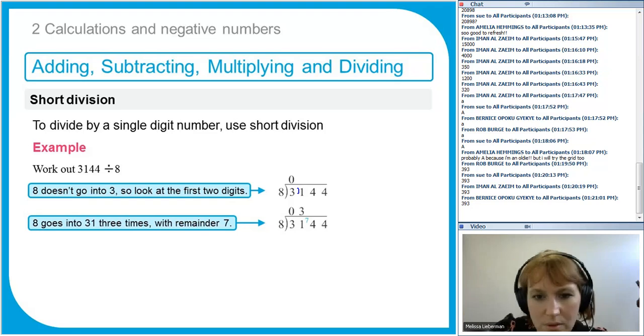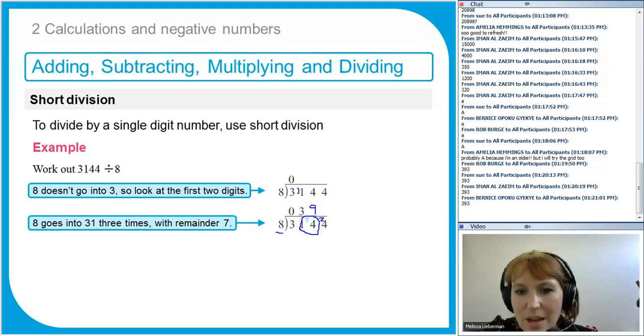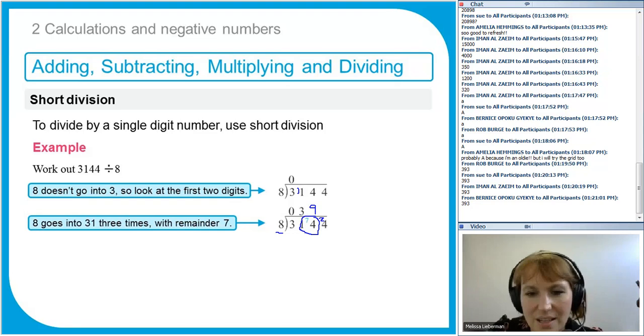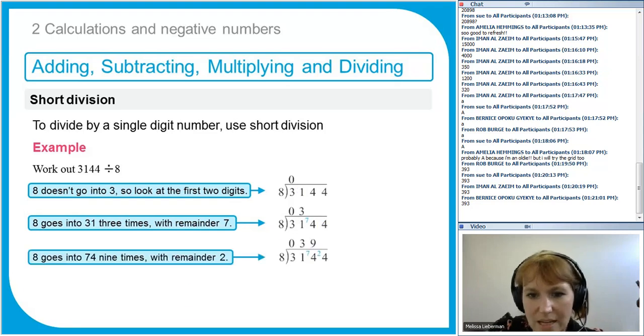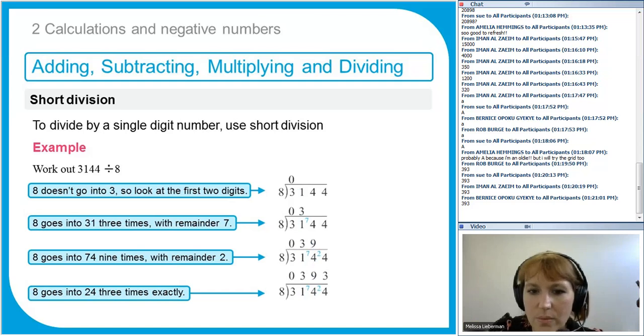74 divided by 8 is 9, remainder 2. Because 9 times 8 is 72 and then 2 left over. So then we need to do 8 into 24. 24 divided by 8, we did it a minute ago with our fingers, is 3. So there we go, we put that 2 on there, and then we put 24 divided by 8 is 3. So the answer is 393. We don't need to have the 0 at the start.